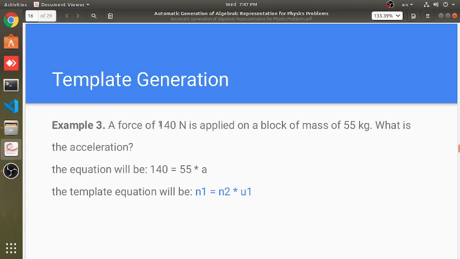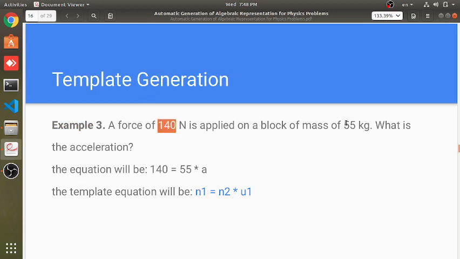If instead of 140 Newton, some different value is there, we can also instantiate that in this template equation. But if we use this particular equation, then we cannot do that. So just to make it more generalized, we have used the step of template generation. Once the template has been generated, you have to understand from the word problem and this template what n1 is here.